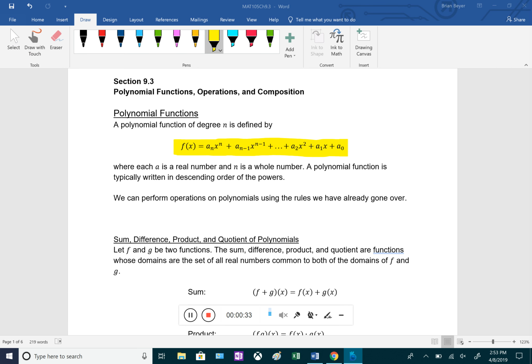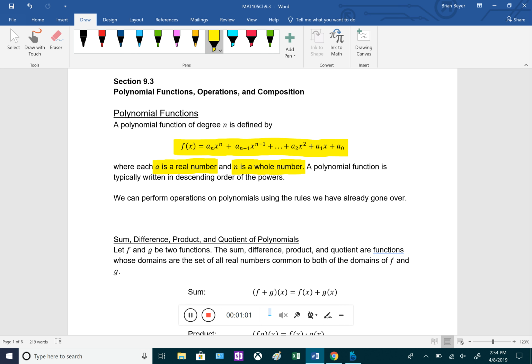All of the a values, a sub n minus 1, a sub 2, a sub 1, a sub 0, those are just numbers. And the n's, like the exponent, x to the n minus 1, those are whole numbers. So they're just positive whole numbers for the exponents on the variables. And a polynomial is typically written in descending order in terms of the exponents.